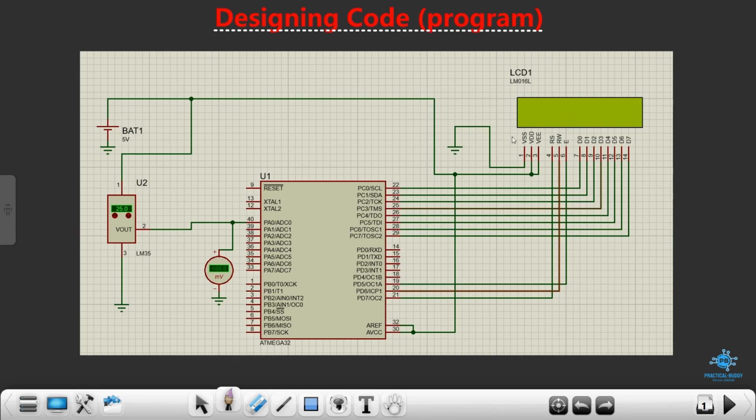And then I hope you guys know the function of VE and VDD. VE is the LCD contrast, through which you can control the backlight of the LCD and all, which we had already discussed, so I will not discuss that part over here. So this was all about the hardware part. I believe that you understood the hardware part.